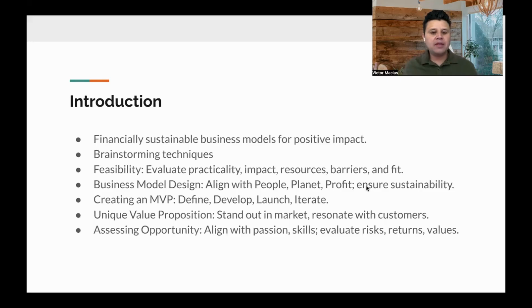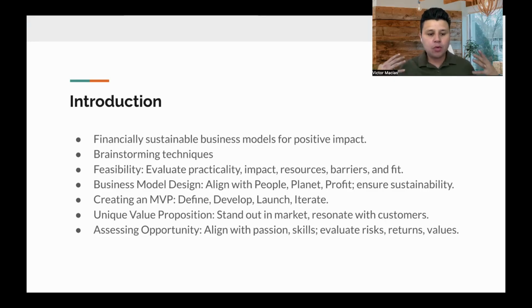And these are a couple of the big things, a high level overview of what we're going to talk about. We're going to talk about sustainable business models. I'm going to show you a couple of techniques to come up with different business ideas, different solution ideas. We're going to walk through feasibility. So it's not enough just to have an idea. We need to think through it to see if it actually makes sense and if it's something worth pursuing.